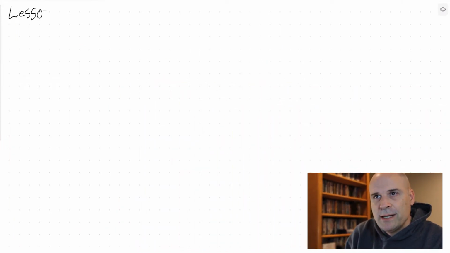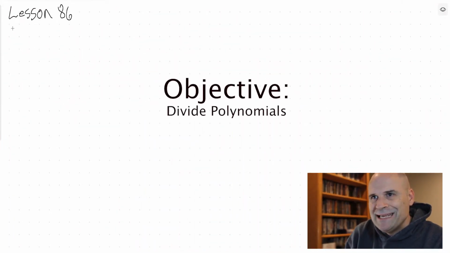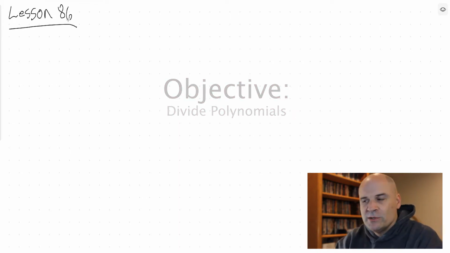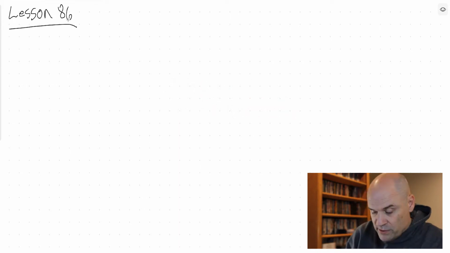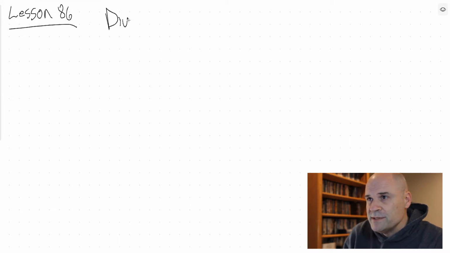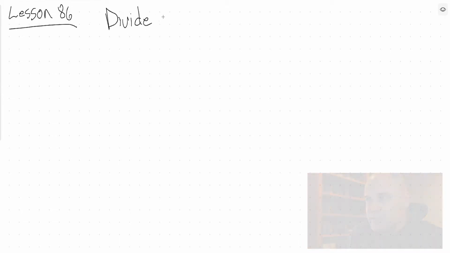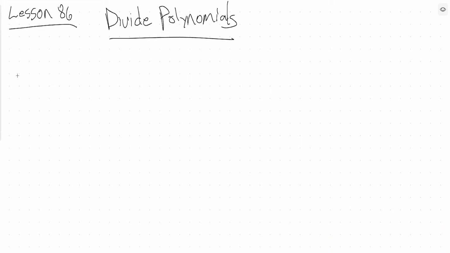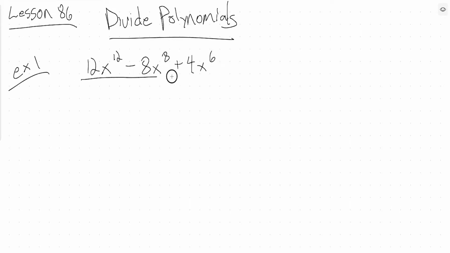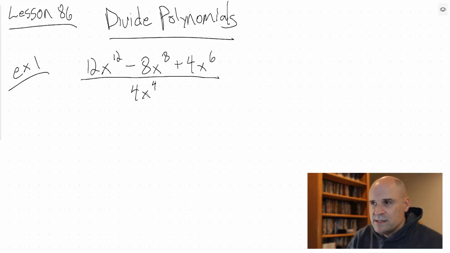We're going to divide polynomials. Remember, polynomials are multi-term expressions. So let's just start with something that we already know. We're going to divide polynomials today. This is our objective. So really what this is, is all three of these terms divided by 4x to the fourth.